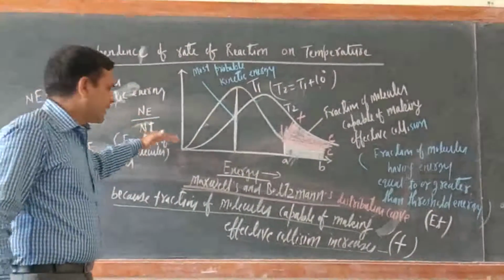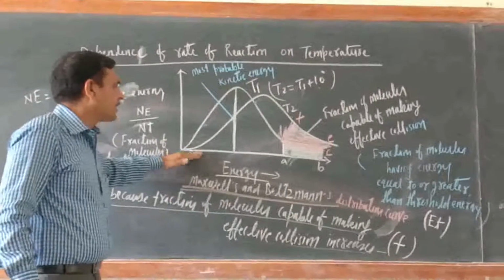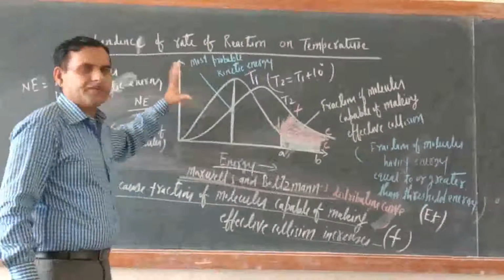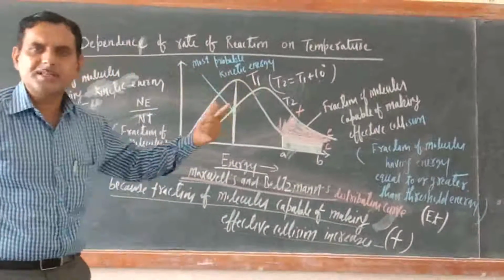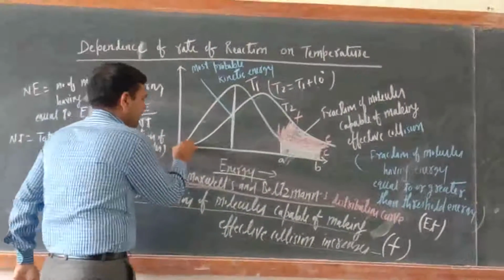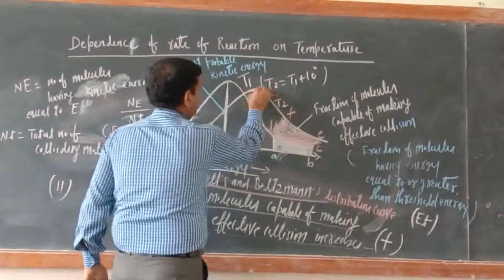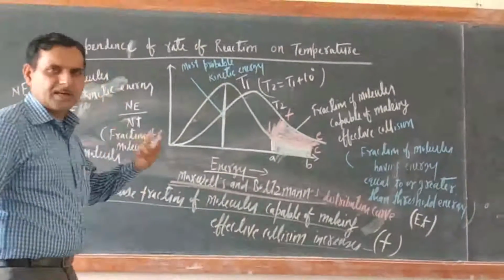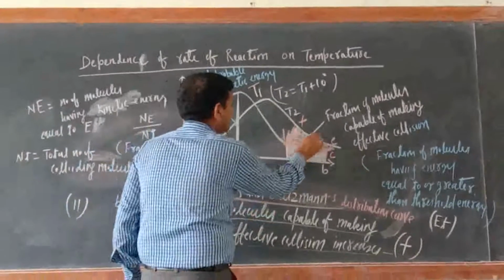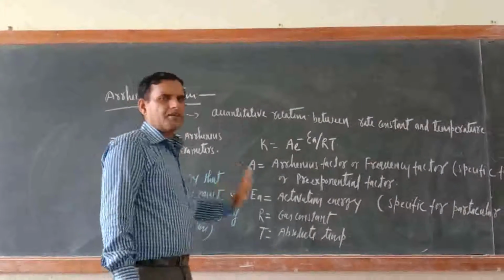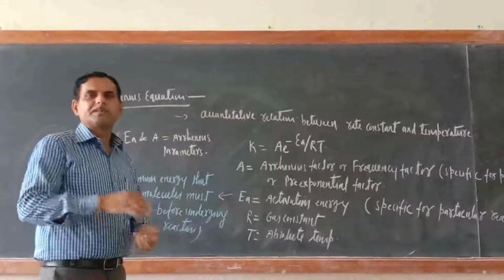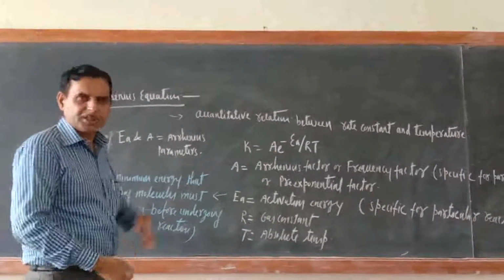So when the energy was less at the beginning, at the peak it was more. Meaning is, with the rise of temperature, at the second time, the fraction of the molecules having energy equal to or greater than threshold energy increases. So far we have discussed the dependency of rate of reaction on temperature. Means with the rise of temperature, rate of reaction increases.